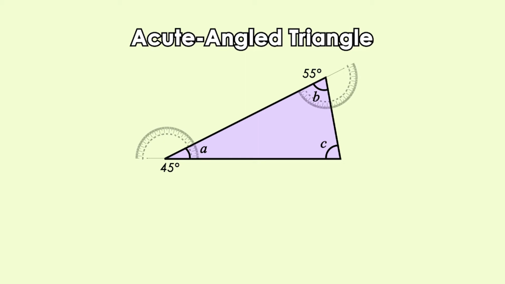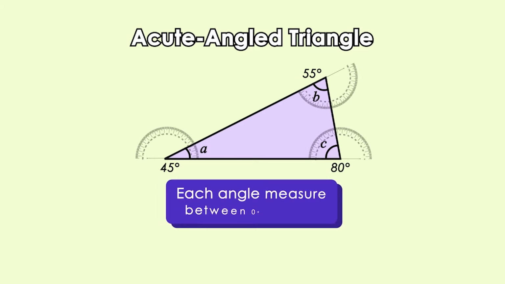How about angle C? I am placing my protractor at angle C. Angle C measures 80 degrees. It is proven that each angle measures between 0 degrees to 90 degrees. So, this is an acute angled triangle.